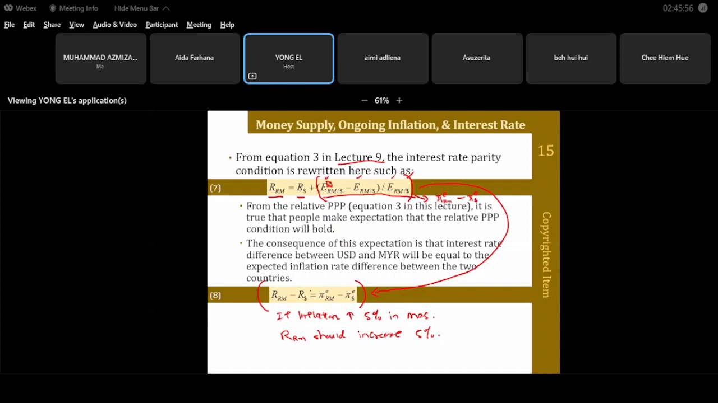Okay, this is a very important equation, and this equation was introduced by one person called Fisher. Fisher is an economist. He introduced this equation, so we call it the Fisher effect. Okay, specific name, Fisher effect. Meaning, if inflation increases by 10%, then interest rate must be increased 10%. This is the Fisher effect, the cause and effect. The cause is inflation, and the effect is interest rate.